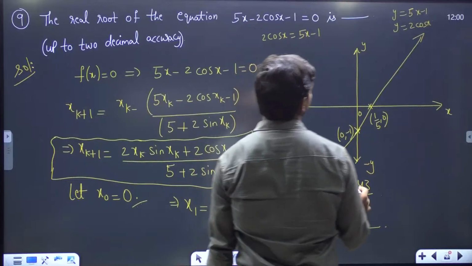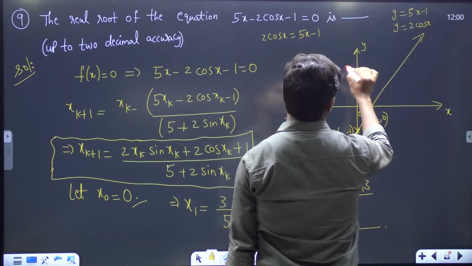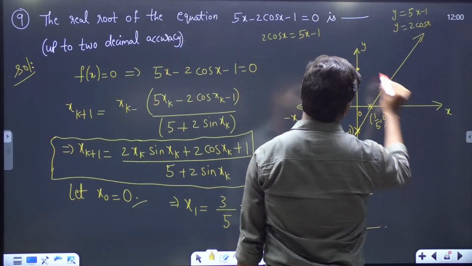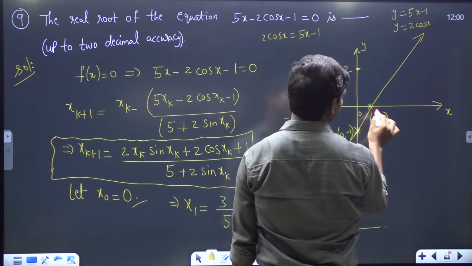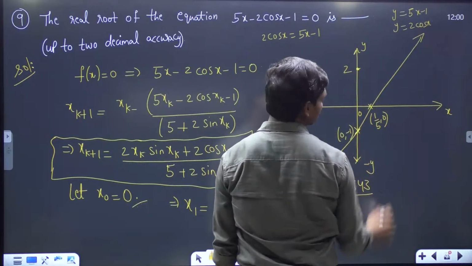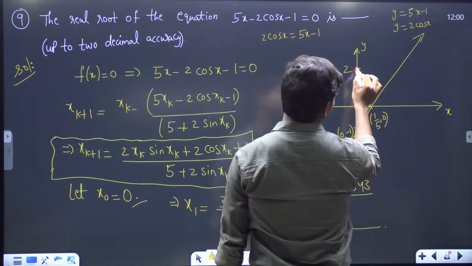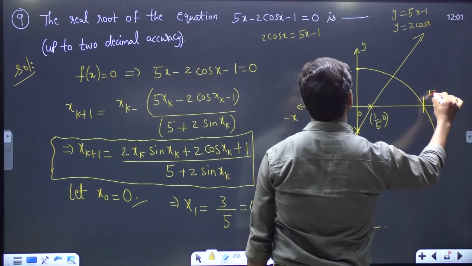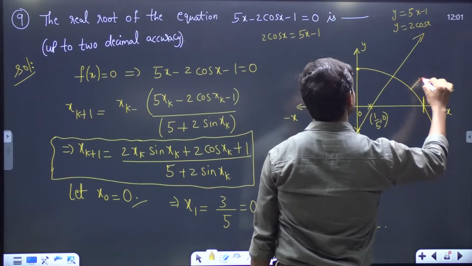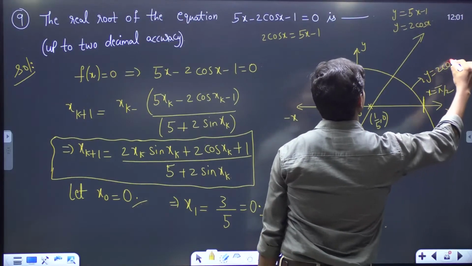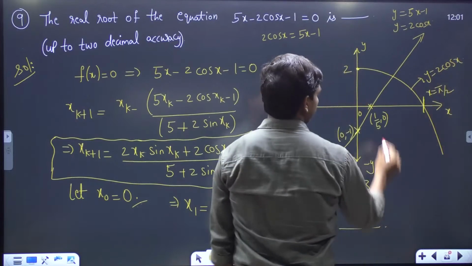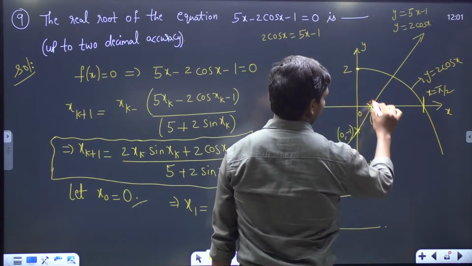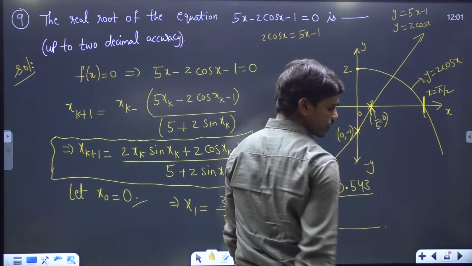And y is equal to 2 cos x, as we discussed. If this is 2 and this 1 by 5, which is 0.2, is less than pi by 2, which is 1.57, so it intersects something like this. This is x is equal to pi by 2, and this is y is equal to 2 cos x. So the answer is in between 0 and 1.57.